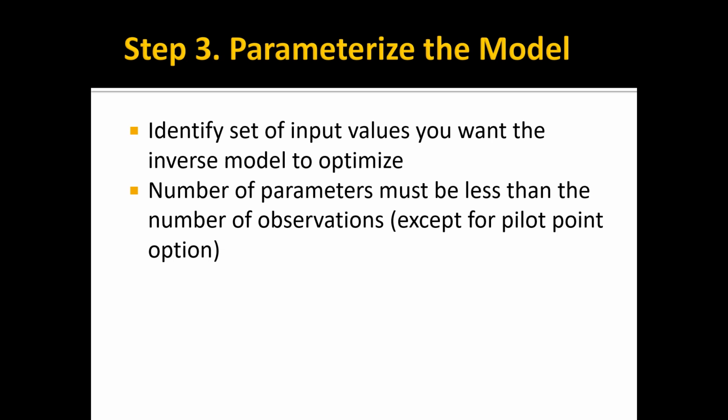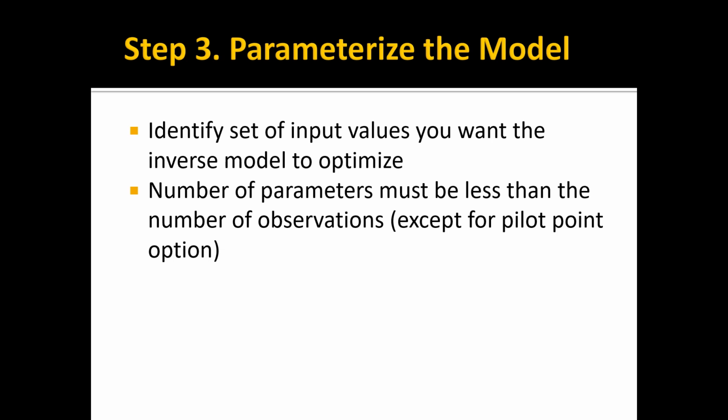Unless you're using the pilot point method, which I'll talk about later, but in general, you have to make sure this connection holds. For example, if I have, let's say, 20 observation wells and flow measurements in total, then I can't have it change more than 20 parameters, otherwise it becomes numerically unstable. It's like having more unknowns than you have equations, I guess is the right way to say that.